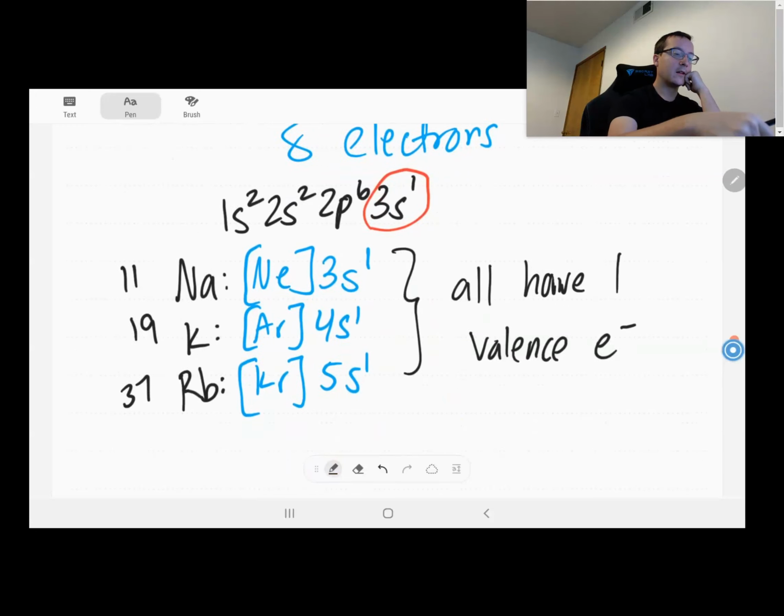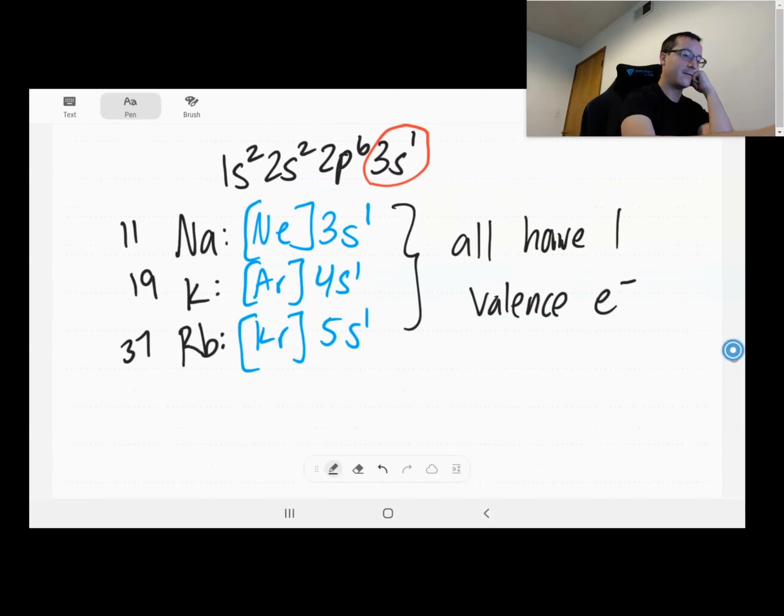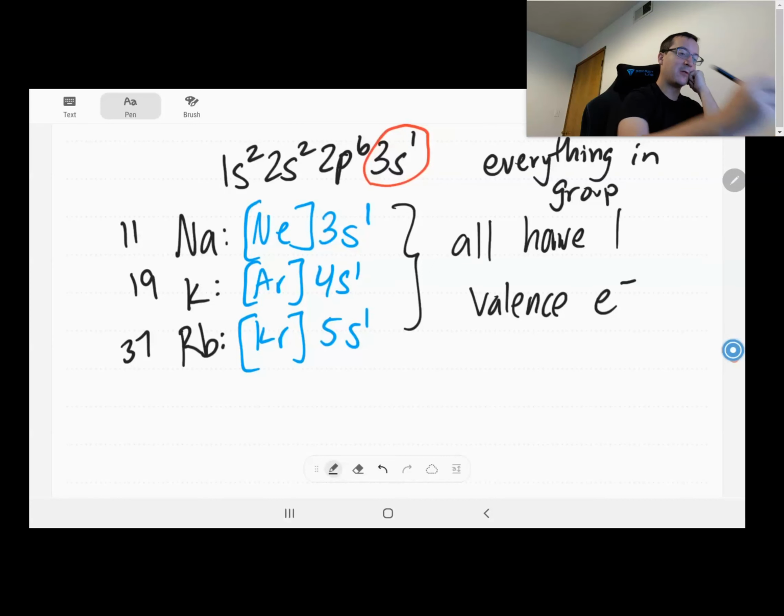Okay, cool. Can anyone guess? So everything in group 1. Remember, groups are the columns of the periodic table, the vertical things. In group 2, how many valence electrons are they all going to have? Does anybody have any idea? Yeah, they're all going to have 2.